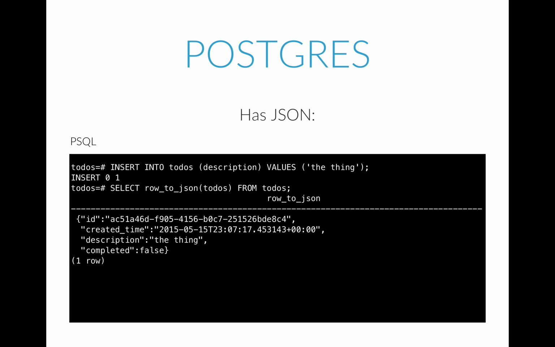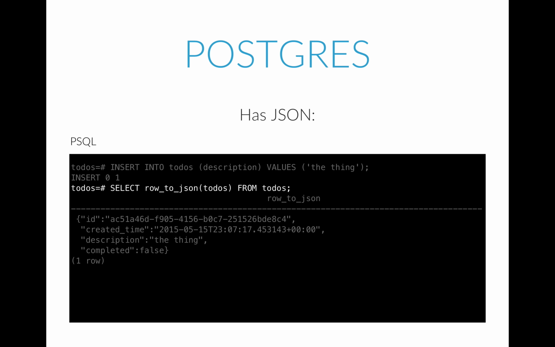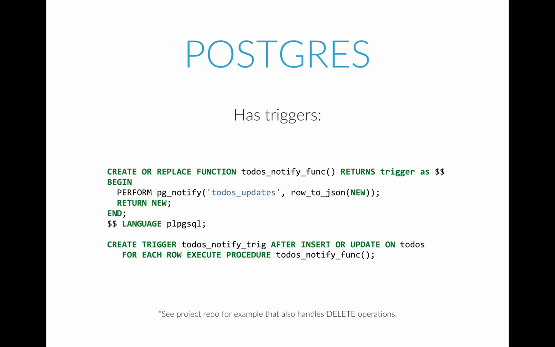Postgres also has JSON features built in. So if we have one to-do item in our to-dos table, and we say select row_to_json(todos) from that table, then we'll get that one row back, but it will be serialized to JSON rather than getting each column separately. And that's the key line right there, the call to row_to_json, which is built into Postgres as of 9.2, I think. So most people currently running it probably already have this.